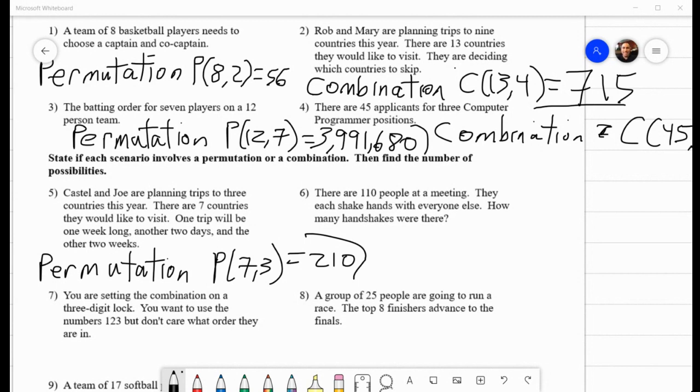So if you have 110 people and everyone's going to shake hands with everyone else, you want to know how many handshakes there are, but does order make a difference here? Well, as long as you shake hands with everyone, that's what matters, right? But the order doesn't make a difference. Right, so the answer would be no.